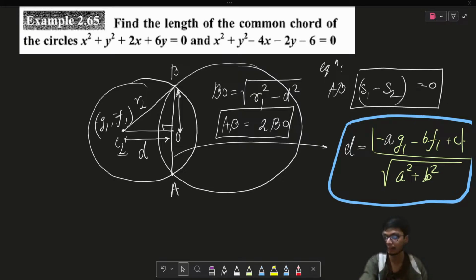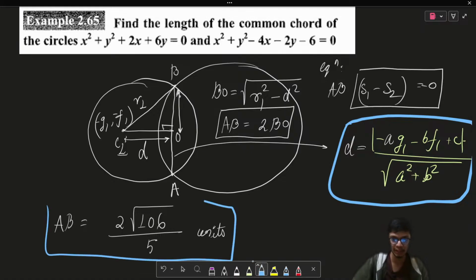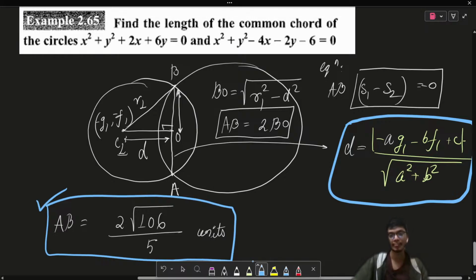Alright, so if you solve it, you will see that the value of this distance AB should come out as 2 times the square root of 106 by 5 units. So this is going to be the final answer to this particular problem of the length of the common chord. Is this part clear to all of you?